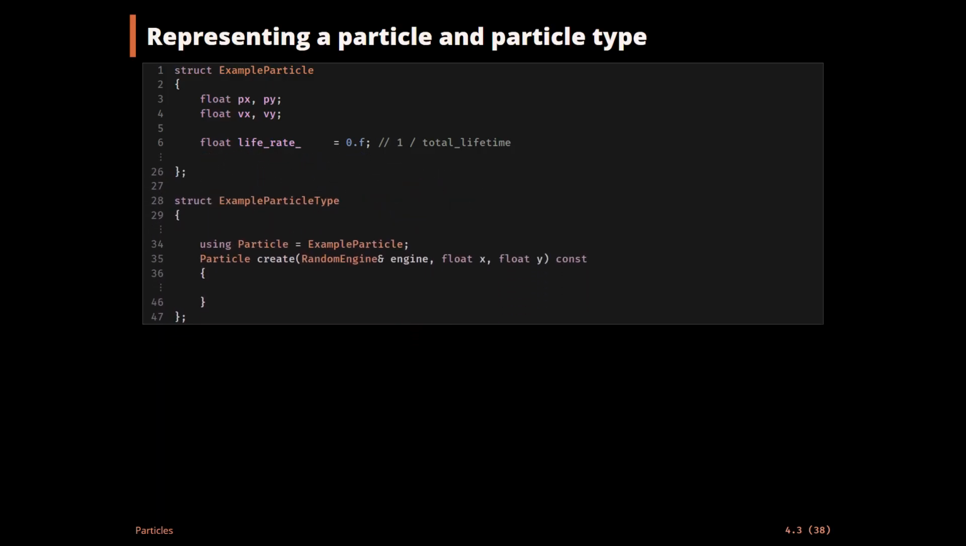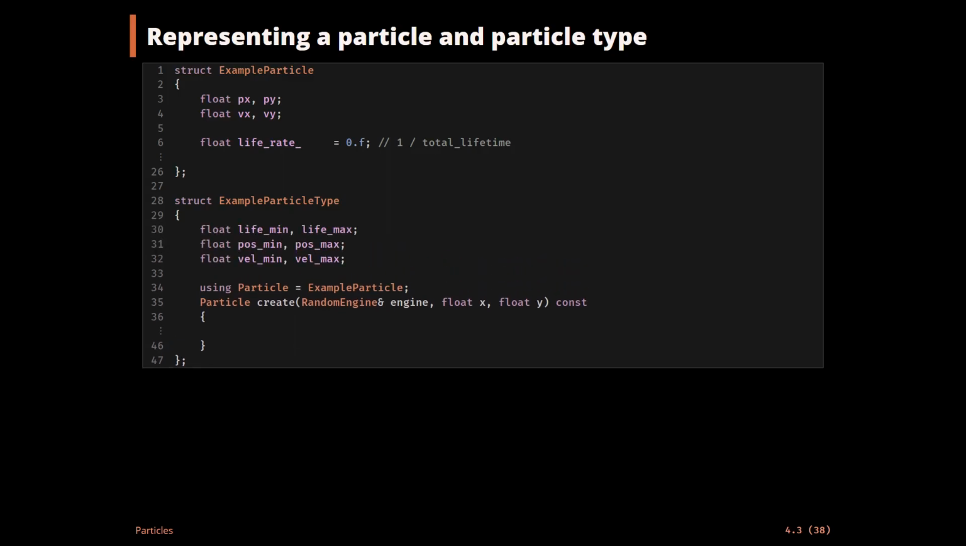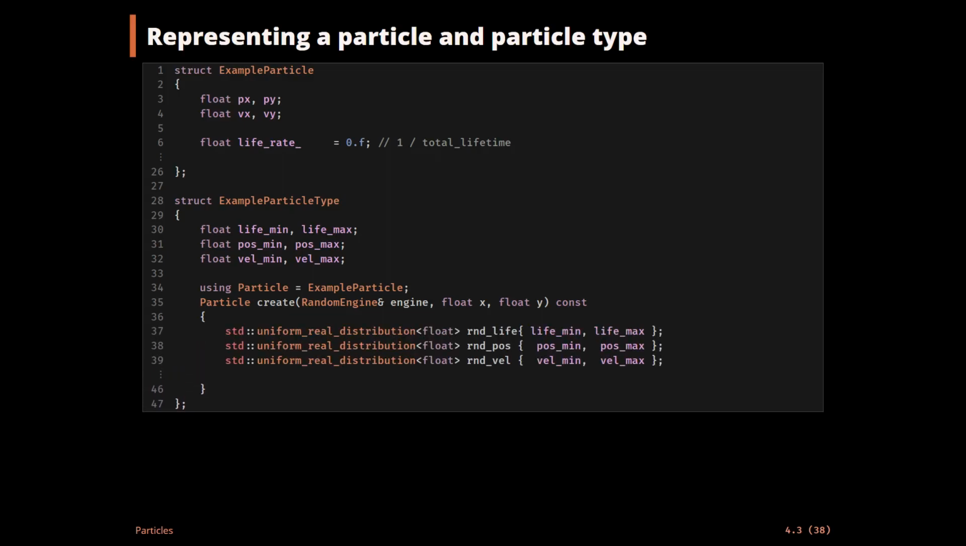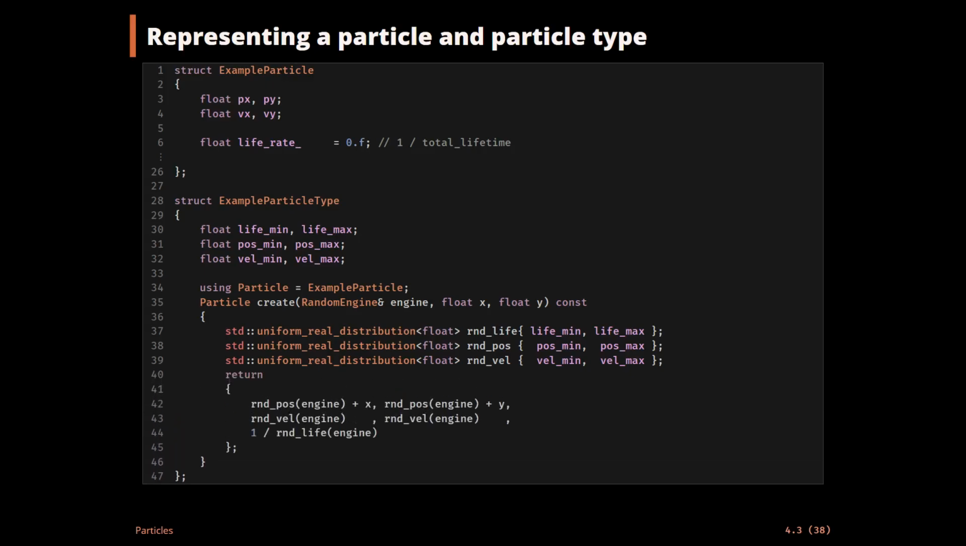And yeah, then moving back to the particle type. Now the particle type will have a minimum lifetime, a maximum lifetime, a minimum position, a maximum position, a minimum velocity, and a maximum velocity. And inside of the create function, I'm just going to use the random source to create some random distributions that will linearly pick a value for each of these between min and max. So then we create the particle. We just do random position plus the starting position, where we want to spawn it, and then a random velocity for x and y, and then finally 1 over the random lifetime. Right?